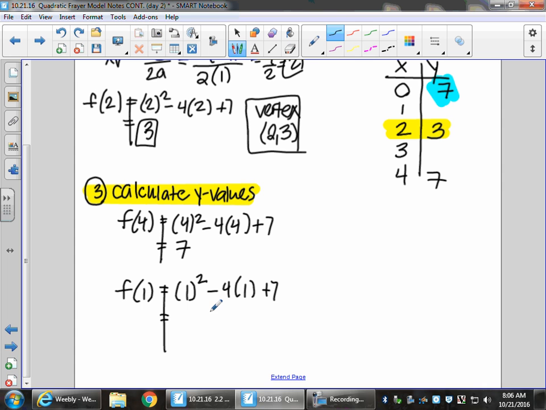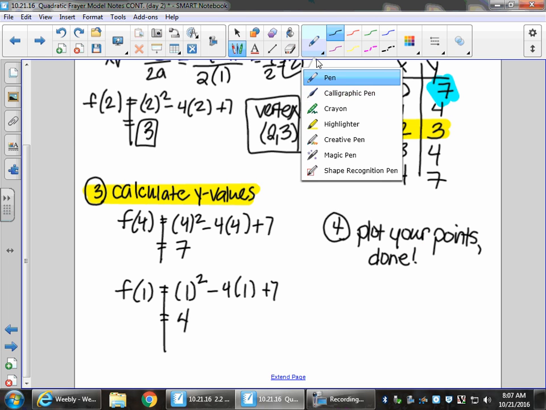Who got, what'd you get? 4? Who got 4? Class vote is 4? If your partner didn't get 4, can you check in with them? Maybe they forgot parentheses. But I believe we're correct with our 4. Where does 4 go in the table? 1. Final step. Plot your points and you're done.